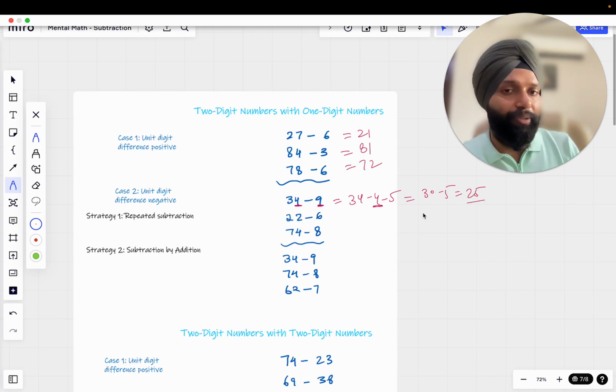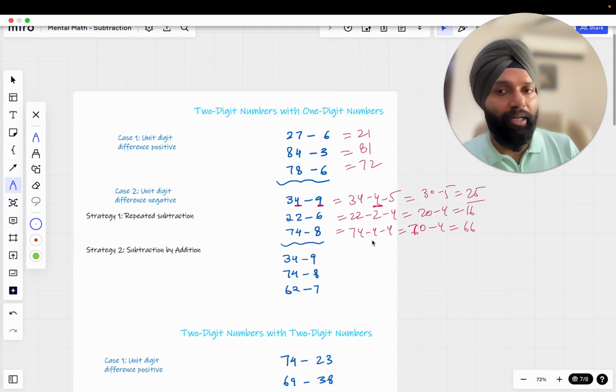That's how we do it. It's repeated subtraction, right? So it's subtraction then another subtraction. Similarly, 22 minus 2 minus 4, which is 20 minus 4, which is 16. This is 74 minus 4 minus 4, which is 70 minus 4, which is 66.